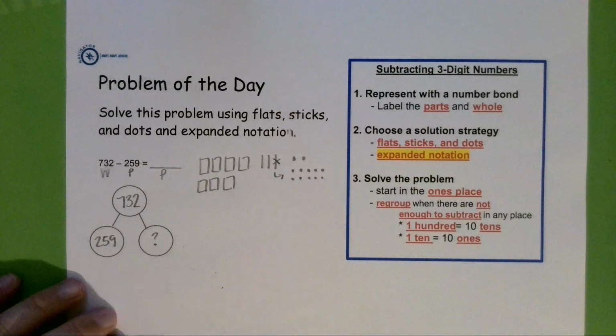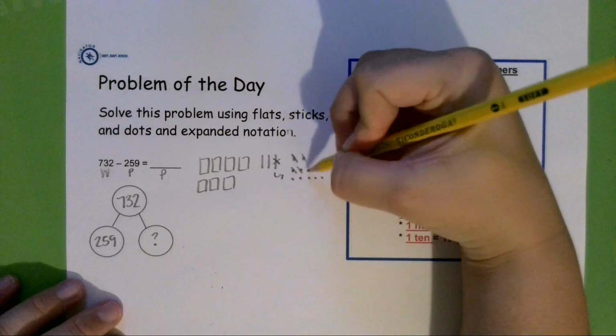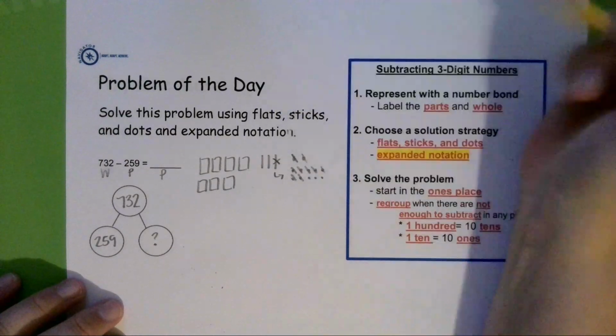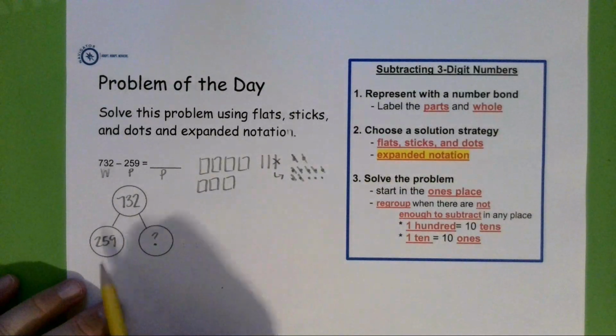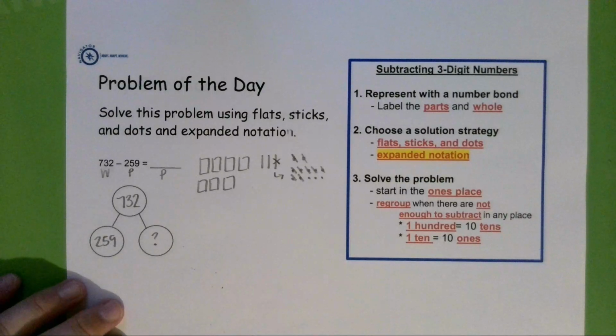Nice work. Now let's subtract our 9 ones. Count with me. 1, 2, 3, 4, 5, 6, 7, 8, 9. How many tens do we need to subtract? Say it out loud. Right, 5 tens. But we only have 2 tens. What do we need to do, and how can we show it?